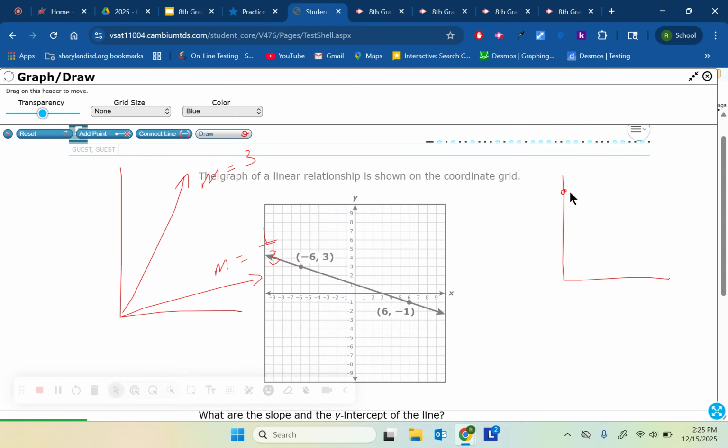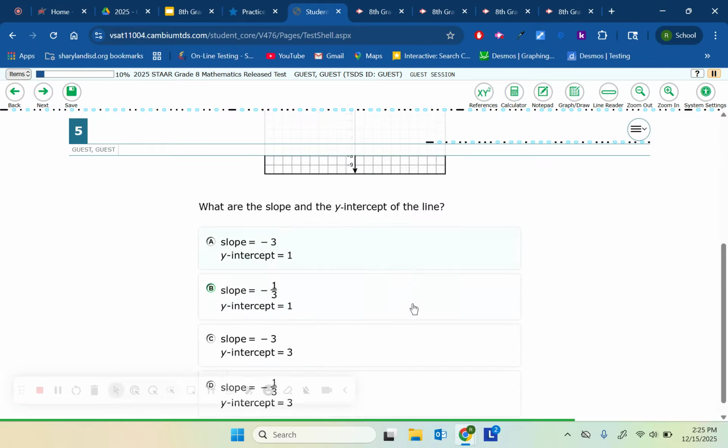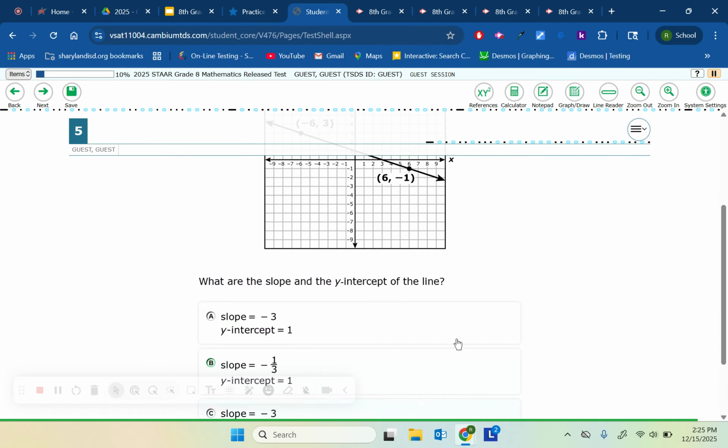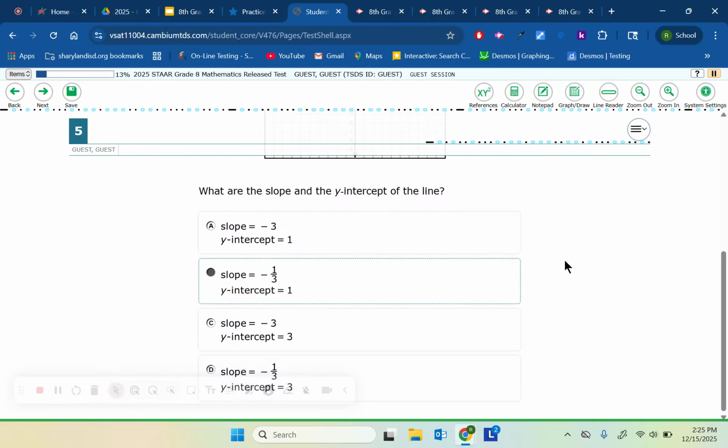So a really steep slope like that would be like a slope of -3. Just the steepness is what this tells me. A slope like that would be -1/3, right? Smaller than 1, the slope isn't as steep. So this slope is -1/3. So I know its slope is -1/3, and the y-intercept is right there, 1. And so that's the answer.